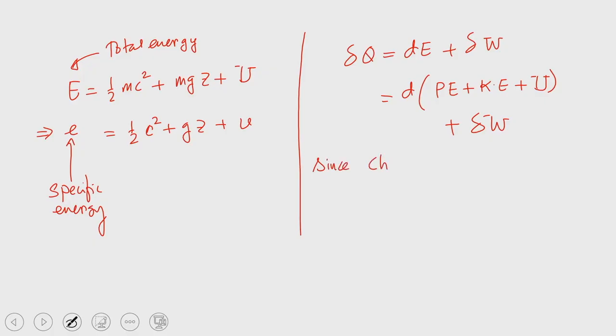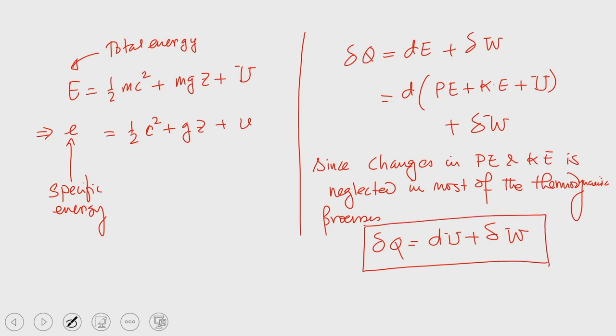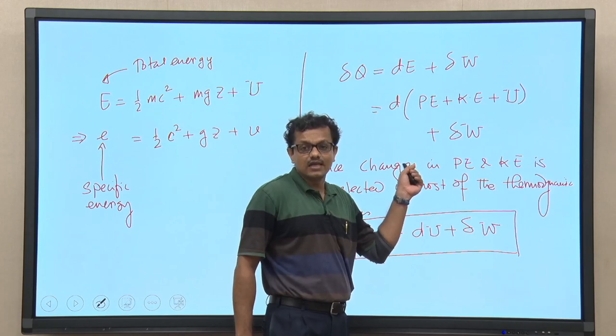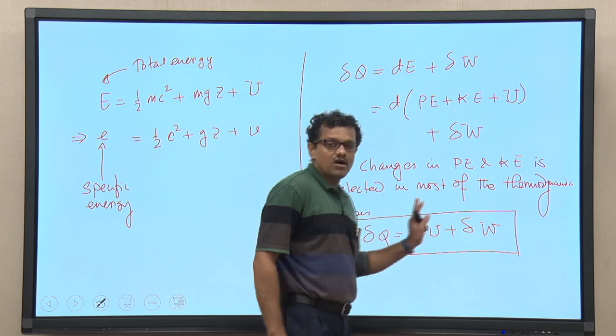So, basically since changes in P E and K E is neglected in most of the thermodynamic processes, we can write delta Q equal to d U plus delta W. So, this is the final form of the first law of thermodynamics for the control mass system undergoing any general process. We could write this form taking the assumption that the changes in potential and kinetic energy is negligible, which is mostly true for most of the thermodynamic processes. So, this is the first law of thermodynamics for the control mass system.